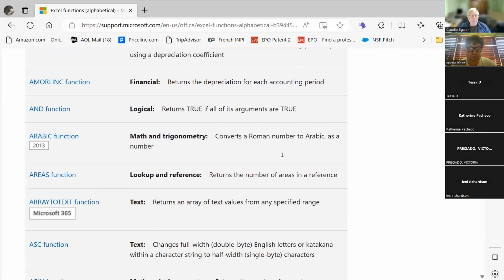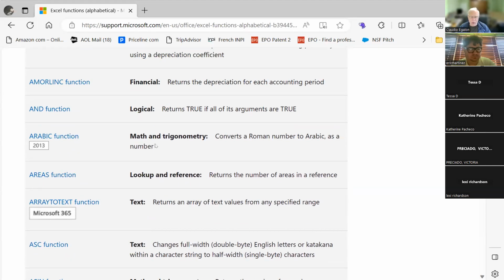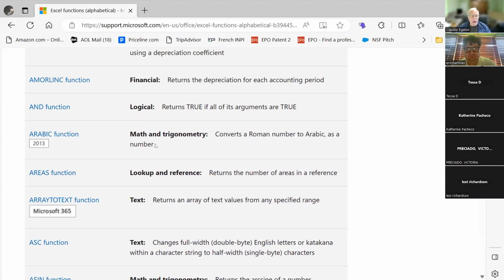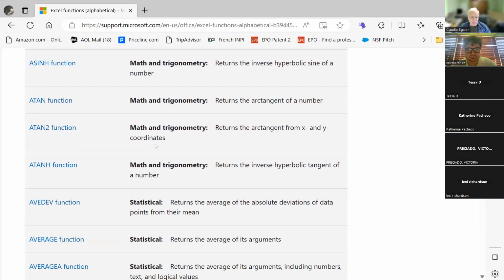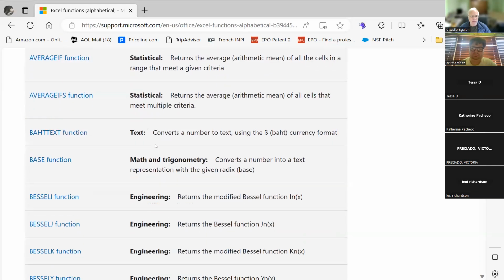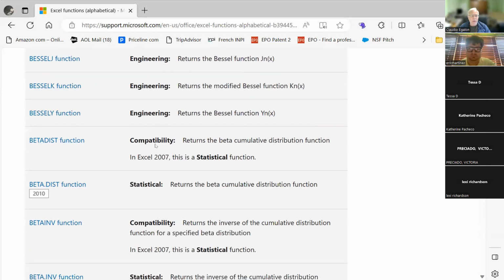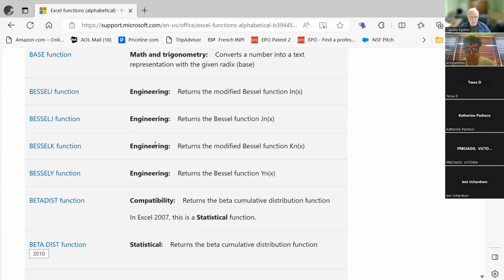There are so many functions in Excel, okay? There's even the AND function, it's a logic function. So this works just like any programming language out there, but it's also far more user-friendly. So take a look at this. Really nice, Ridwan. Thank you very much for giving us this link.